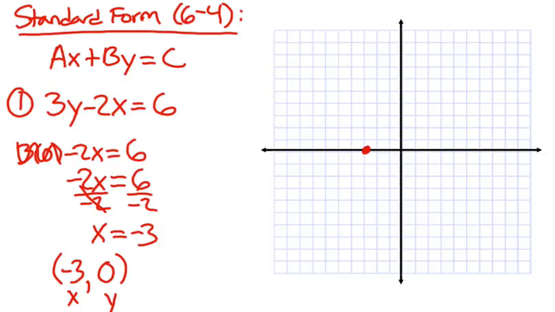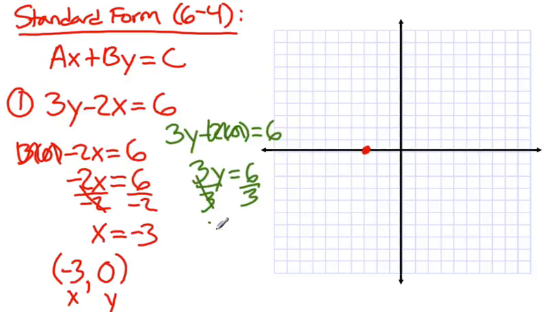Now what I'm going to do is I'm going to figure out where it crosses the y-axis. So to figure out where it crosses the y-axis, I'm going to put a 0 in place of the x. So starting over, I have 3y minus 2 times 0, and that equals 6. Now again, hopefully you recognize that the 2 times 0 is just going to be 0. It's going to go away. So I'm left with 3y equals 6, and I'll divide by 3 on both sides, and y comes out to be 2.